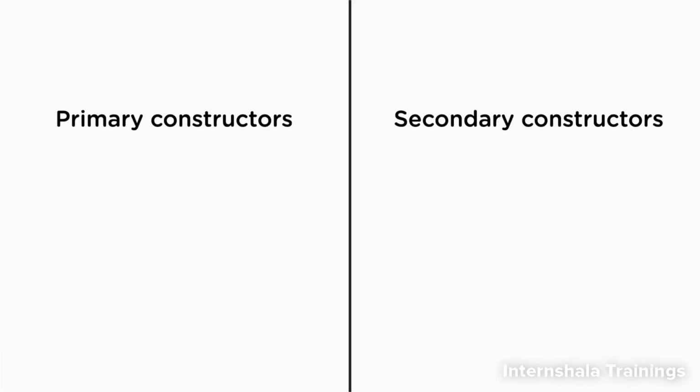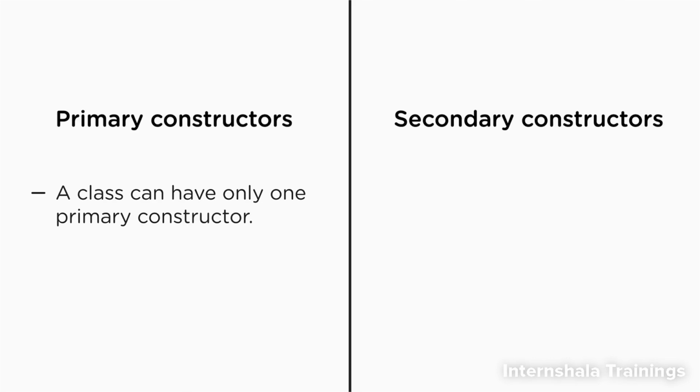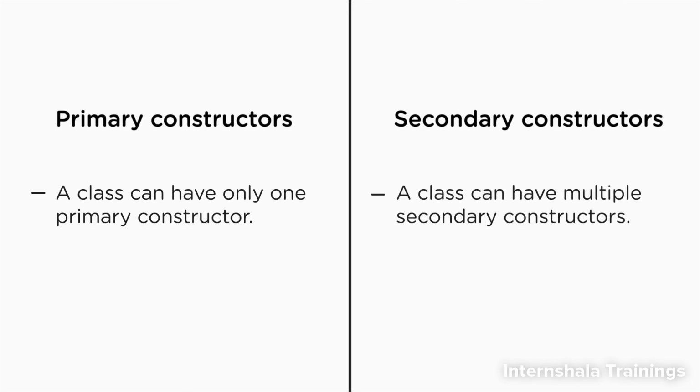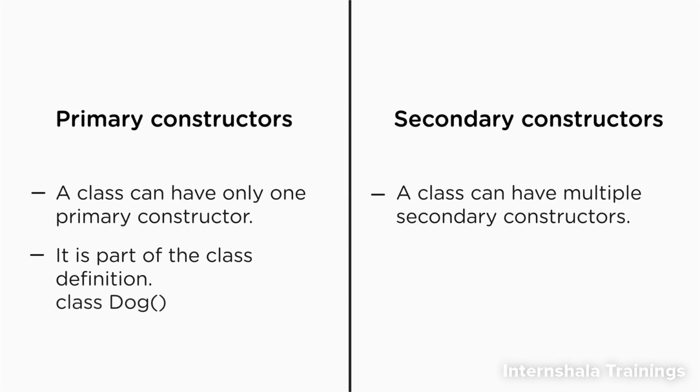There are two types of constructors, primary constructor and secondary constructors. Every class can have only one primary constructor, but can have multiple secondary constructors. Now, let's learn about primary constructors. So, a primary constructor is part of the class definition. That is, it is part of this line. It is nothing but the constructor variables that a class needs to have.